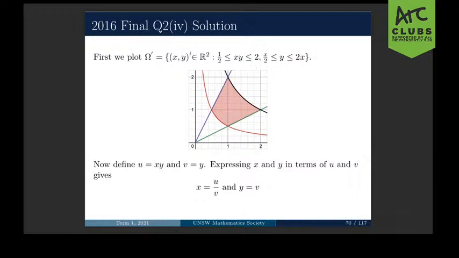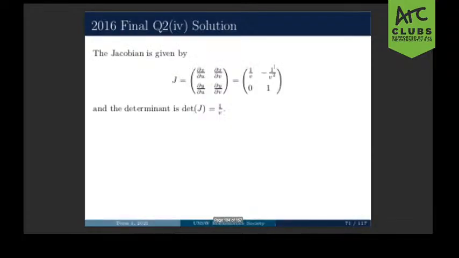That's my substitution. Then what I want to have is to express x and y in terms of u and v. Why do I want to do this? Because I want to calculate the Jacobian. To calculate the Jacobian, I need this matrix: partial x with respect to u, and so on.